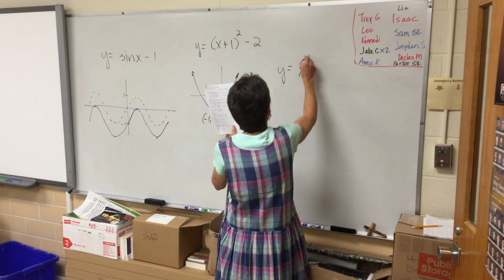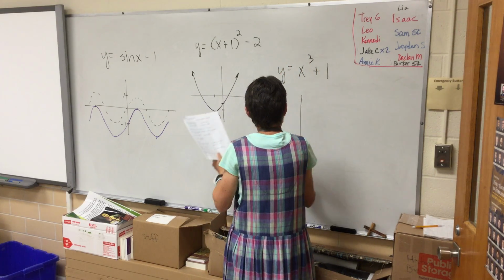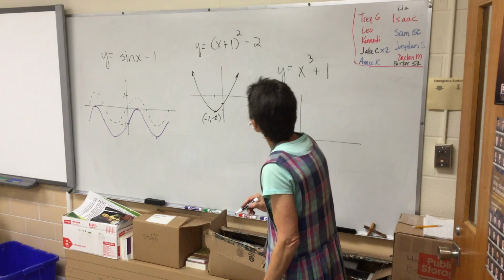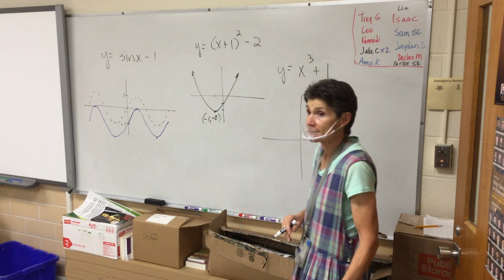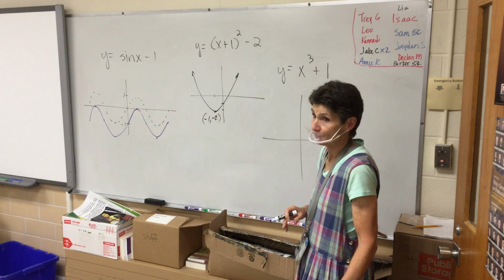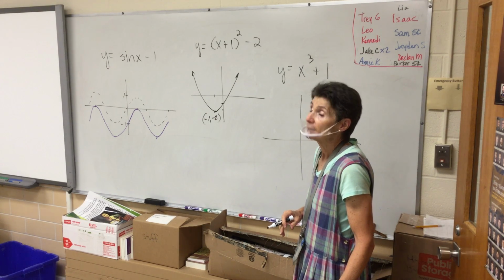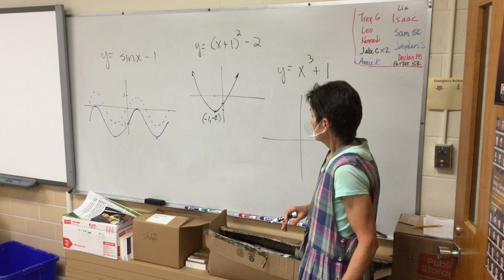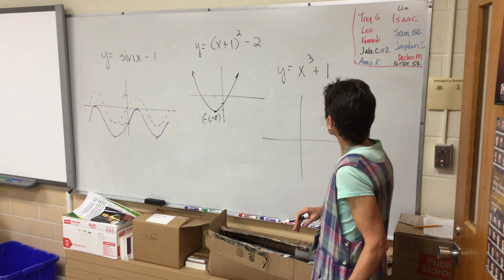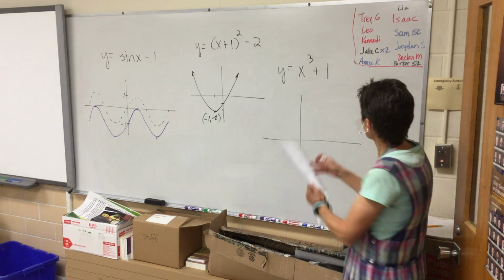One other question. How come we don't change the 2 to a positive? Just don't. Vertical translations, minus means down. Okay, so we just change one of the things. Yep. Okay. All right, what about this one now?